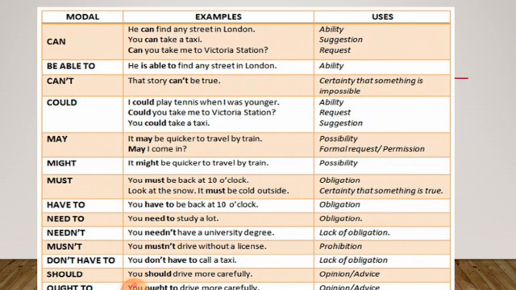That is a request. Now after that, see, if I see the must, you must be back at 10 o'clock. That is obligation, duty. Look at this now. It must be cold outside. Certainly something is true. Have to. You have to be back at 10 o'clock. Or obligation. You need to study a lot. That is obligation. Understand? You must not drive without a license. Prohibition. You must not. There is a not, prohibition.